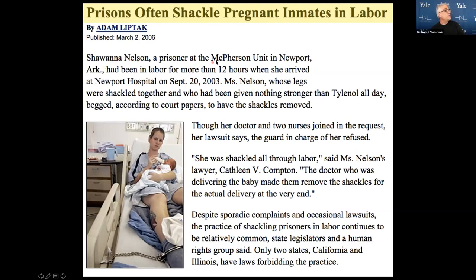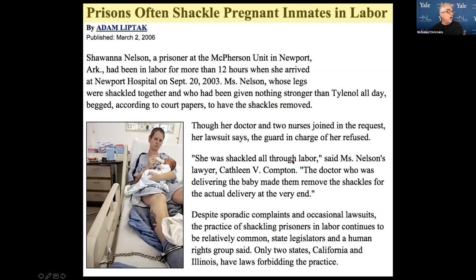Shawana Nelson, a prisoner at the McPherson unit in Newport, Arkansas, had been in labor for more than 12 hours when she arrived at Newport Hospital on September 20th, 2003. Ms. Nelson, whose legs were shackled together and who had been given nothing stronger than Tylenol all day, begged, according to court papers, to have the shackles removed. This woman is in labor and they shackled her legs together. Though her doctor and two nurses joined in the request, her lawsuit says the guard in charge of her refused.